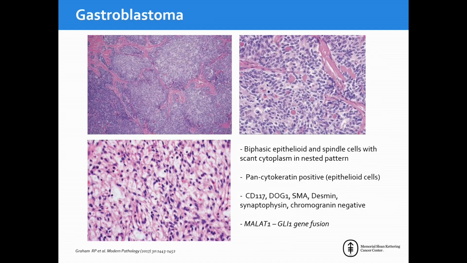Another relatively newer tumor in the gastric realm is the gastroblastoma, which is a biphasic tumor that can have an epithelioid as well as a spindle cell morphology in the same tumor, like in our case. However, in this tumor, pancytokeratin is positive in the epithelioid cells, but the spindle cells are only vimentin positive and usually don't show any positivity for other markers. This tumor has been associated with the MALAT1-GLI1 gene fusion.